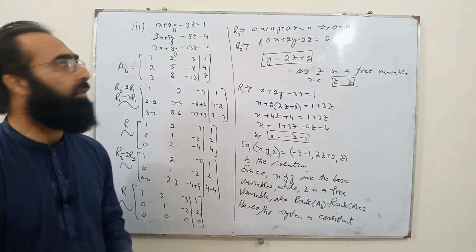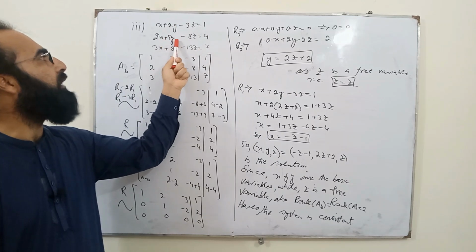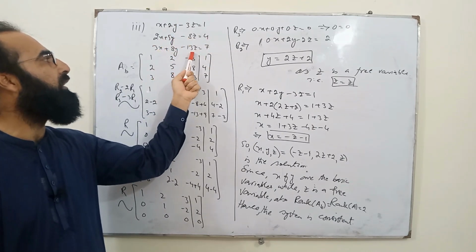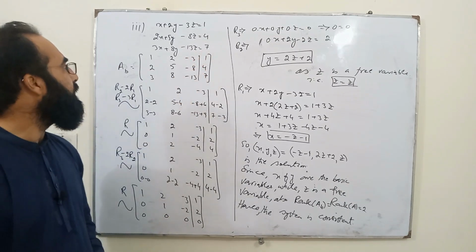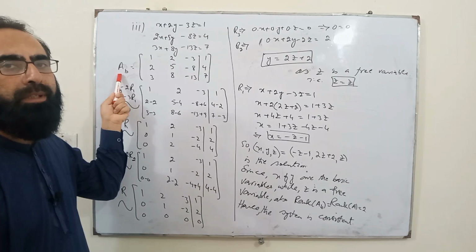So the third example is x plus 2y minus 3z is equal to 1, 2x plus 5y minus 8z is equal to 4, 3x plus 8y minus 13z is equal to 7. This one is its corresponding augmented matrix.